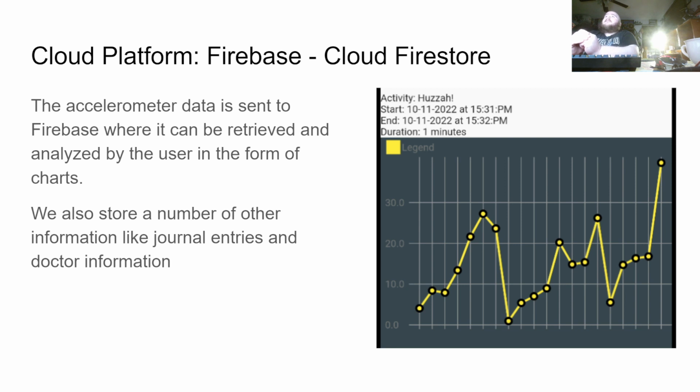Next, here's our cloud platform. So we use Firebase, and specifically in Firebase, we use Cloud Firestore. The accelerometer data is, of course, sent to Firebase, and then we can also retrieve that data if we're wanting to list out the activities like you saw in the very first or second slides of this presentation. And we can also display that data graphically in the form of a chart.